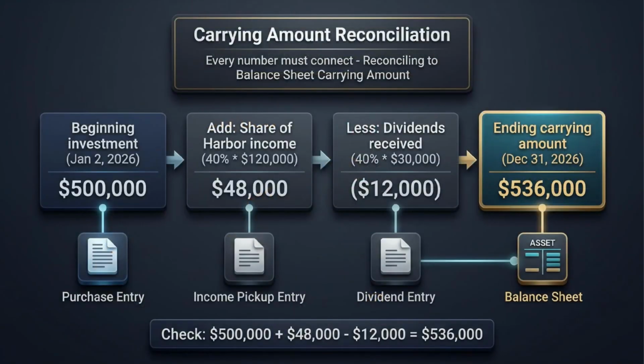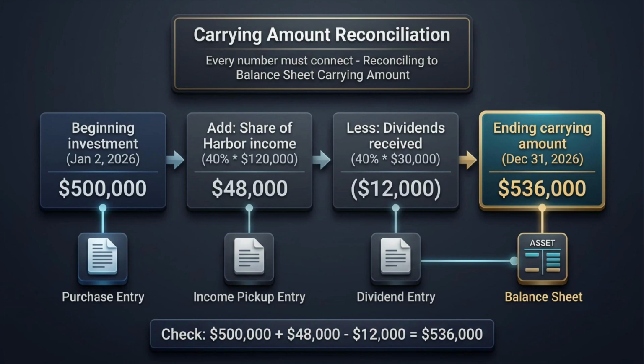Now we reconcile the investment account. Meridian began with the initial investment of $500,000. It adds $48,000 for its share of Harbor's income. It subtracts $12,000 for dividends received. The ending carrying amount is $536,000. The check is 500,000 plus 48,000 minus 12,000 equals 536,000.